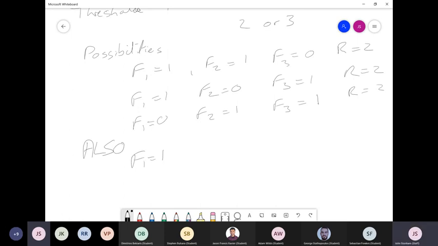F1 equals 1, F2 equals 1, and F3 equals 1. Then R would be equal to 3, and of course it will exceed the threshold of 2. So, this latter one, can I get the red one without any trouble? This is AND generalization, which we have already calculated.